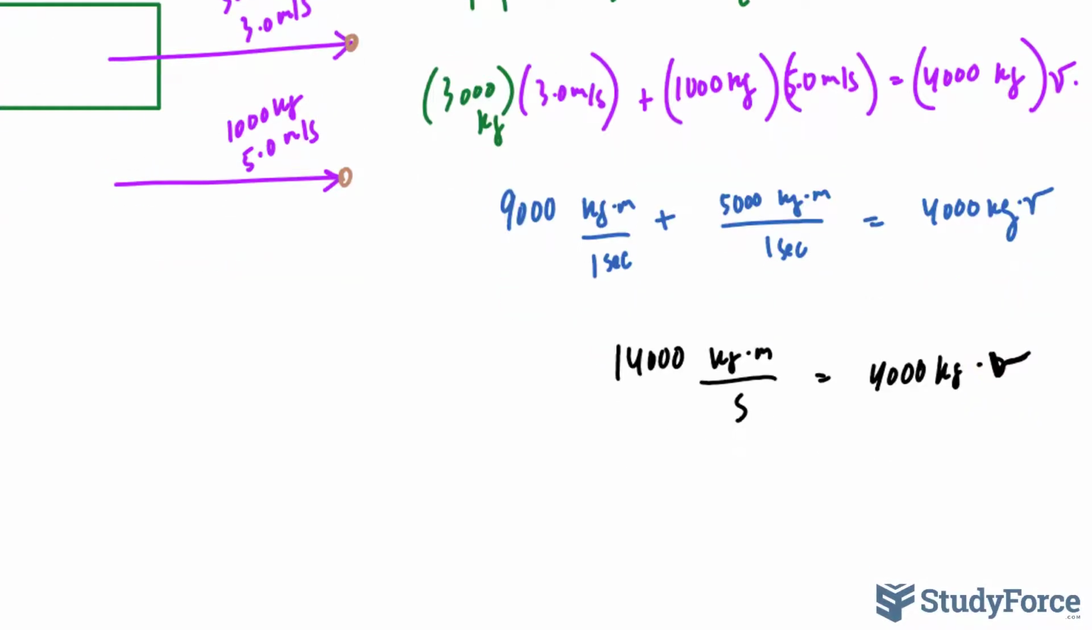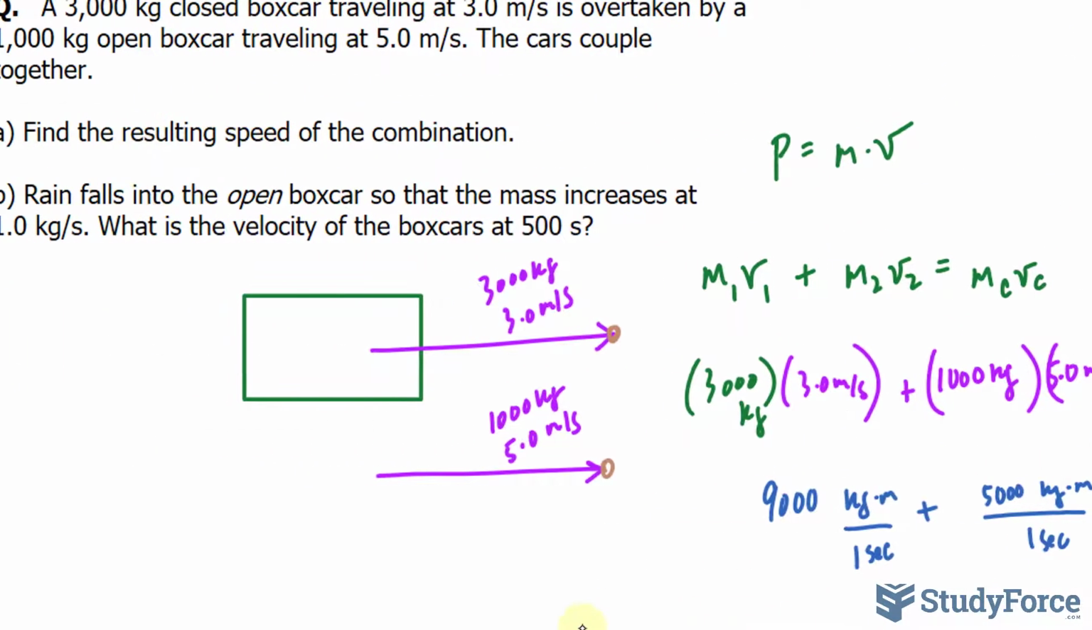Of course, this is a very simple algebraic problem from here. We just divide both sides by 4,000 to isolate for V. And if I divide both sides by 4,000, right, this and this will cancel out. And 14,000 divided by 4,000 is 3.5 meters per second. So that's the answer to part A.